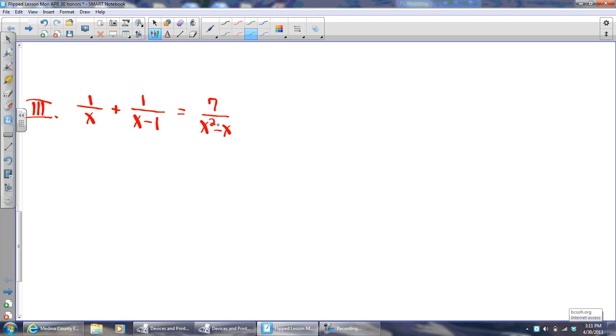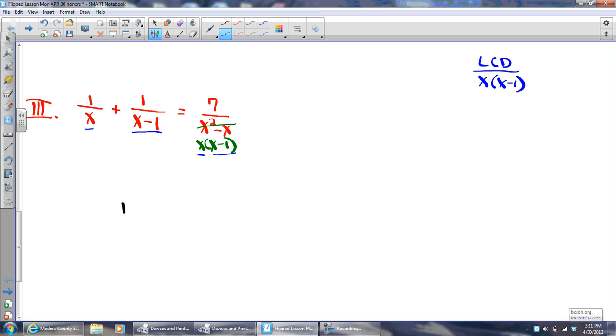So the first thing I'm going to do is look to factor. I think I'm going to GCF that and get an x minus 1. Now I'm going to go looking for my LCD. I know I'm going to need an x. Take care of that guy, take care of that guy. I know I'm going to need an x minus 1. Take care of that one and that one. My LCD is x times x minus 1.